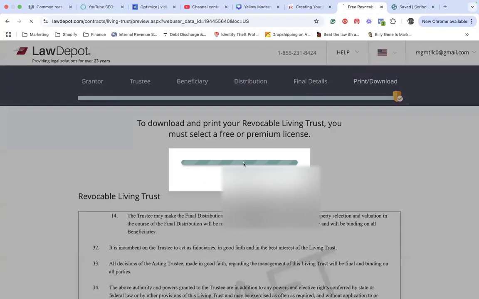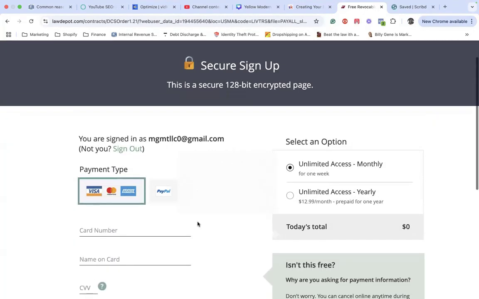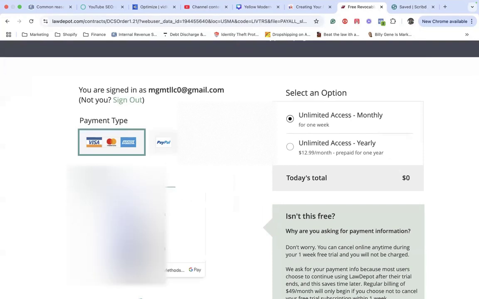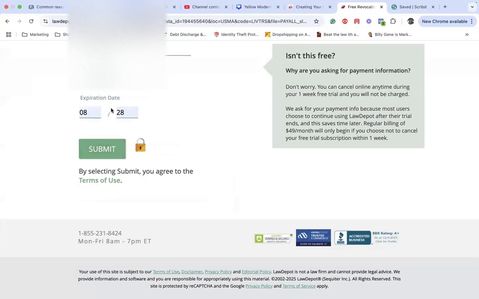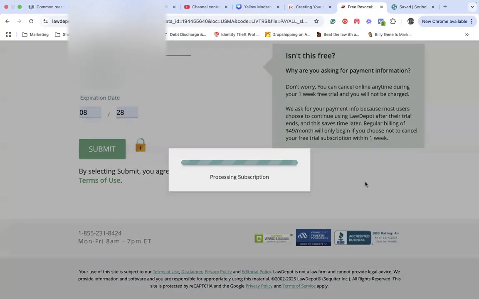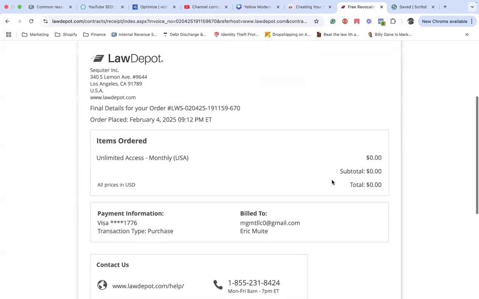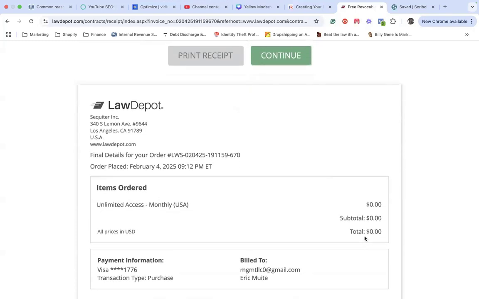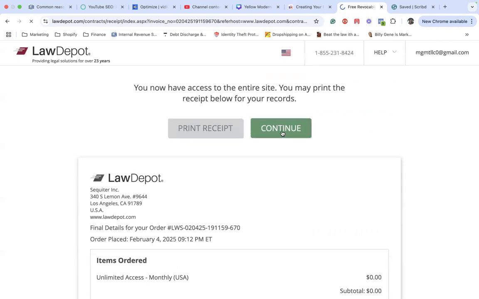Right? So here, I want to select the free trial. Free trial. Let me put my card information in here. Oh crap, I'll block that out later. But anyways, as you can see, this is free. How much did I pay? None. $0. Now we're going to continue.